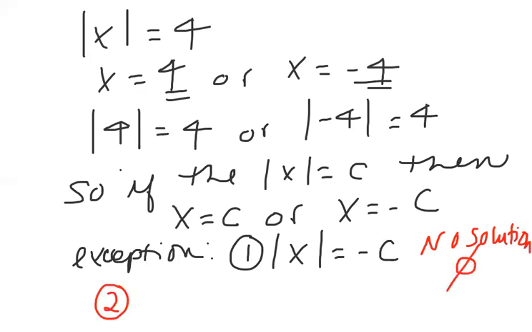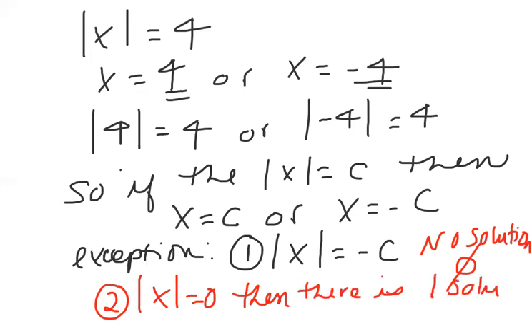Secondly, if the absolute value of x is equal to 0, then there is one solution. There's only one solution that will make this problem true. So guys, there are your 2 exceptions. If the absolute value is equal to a negative, no solution. If the absolute value is equal to 0, there will be one solution.